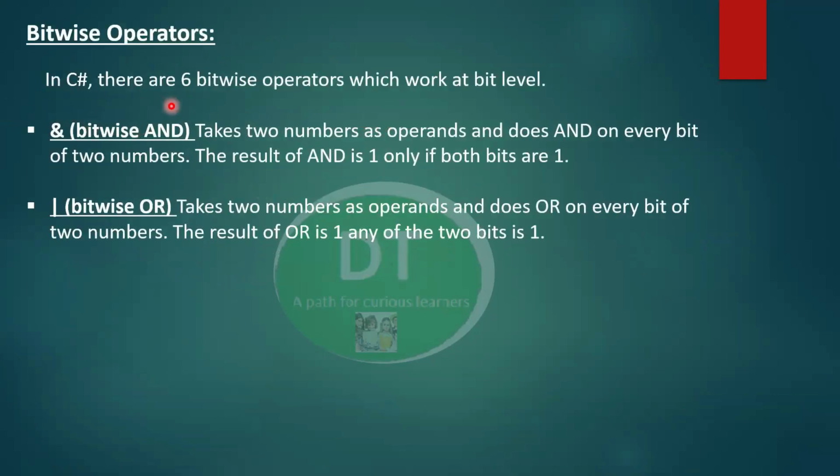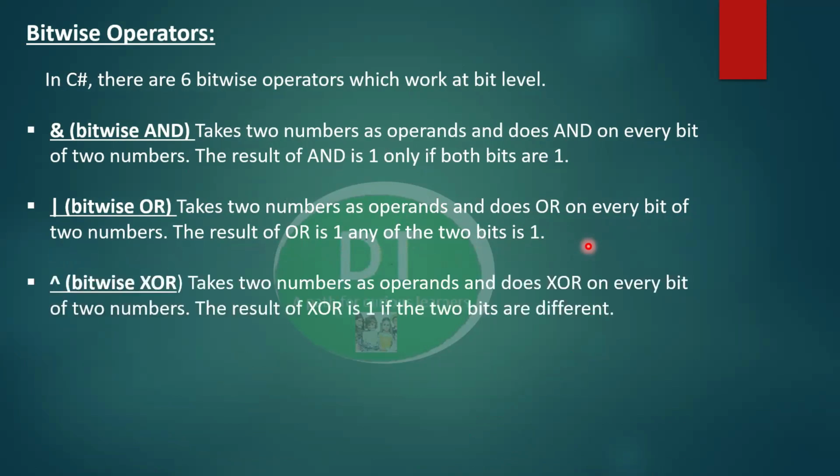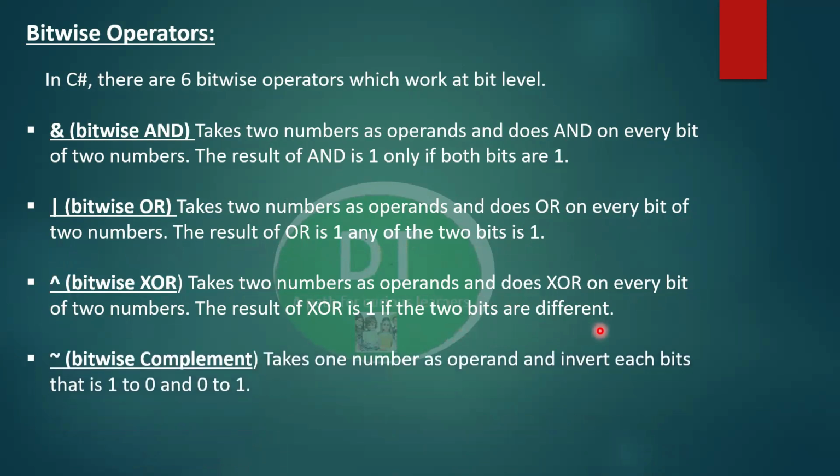Bitwise operators. In C Sharp, there are 6 bitwise operators which work at bit level. Bitwise AND takes two numbers as operands and does AND on every bit of the two numbers. The result of AND is 1 only if both bits are 1. Bitwise OR takes two numbers as operands and does OR on every bit of the two numbers. The result of OR is 1 if any of the two bits is 1. Bitwise XOR takes two numbers as operands and does XOR on every bit of the two operands. The result of XOR is 1 if the two bits are different.